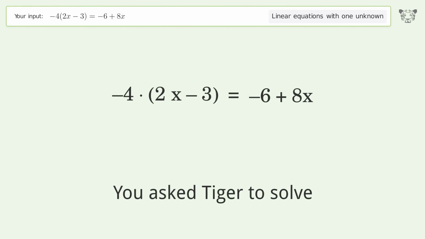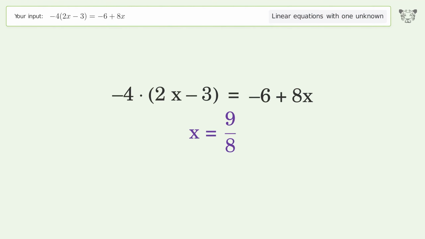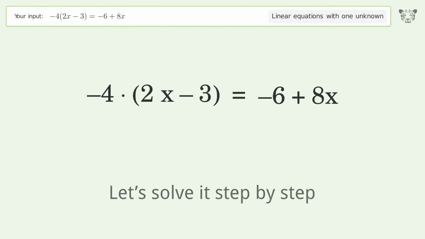You ask Tiger to solve. This deals with linear equations with one unknown. The final result is x equals 9/8. Let's solve it step by step.